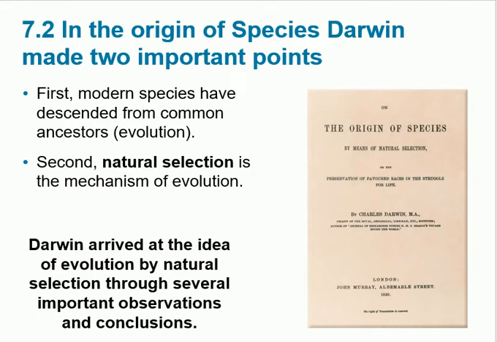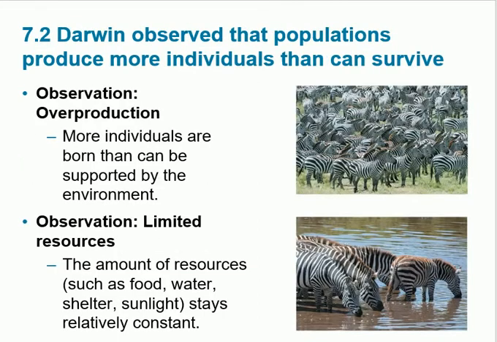Now the question is, how exactly did he come to this natural selection and evolution theory? It is an observation and conclusion. He observed something and came to a conclusion. Observed something else and came to a conclusion. So the first observation is that he noticed overproduction. More individuals are born than the resources can support, exceeding what the environment can sustain.